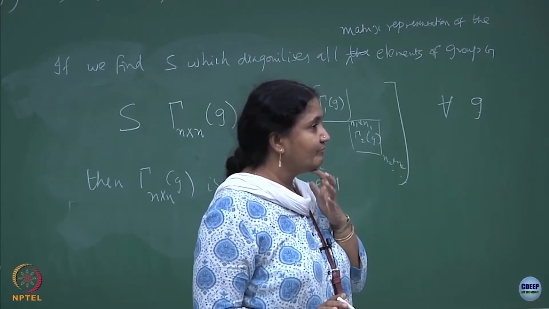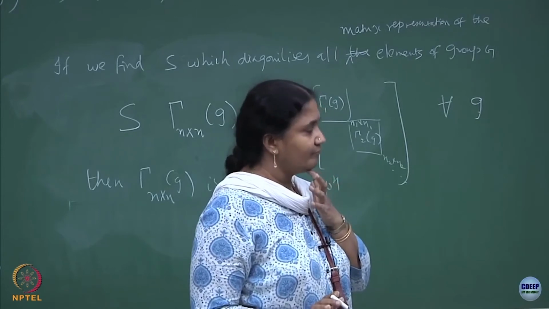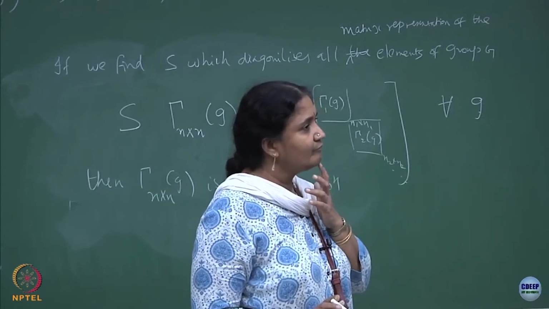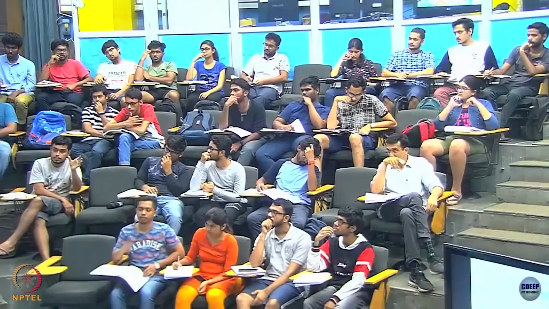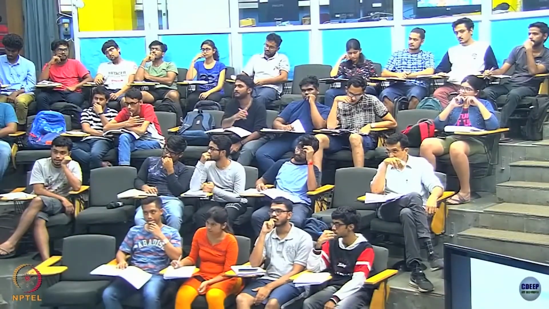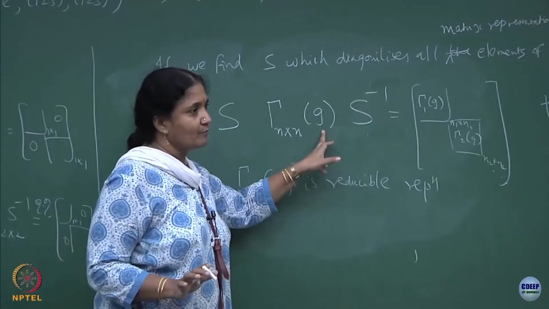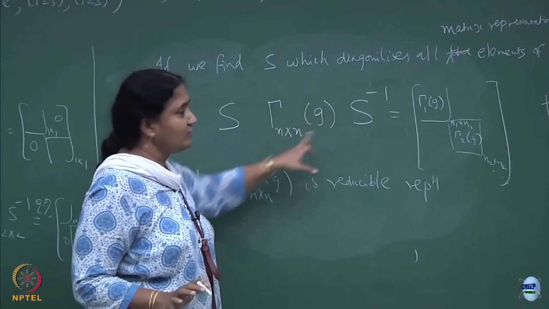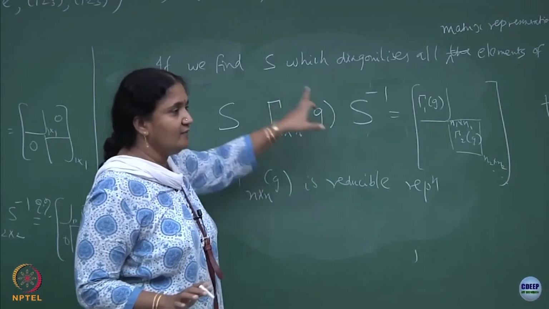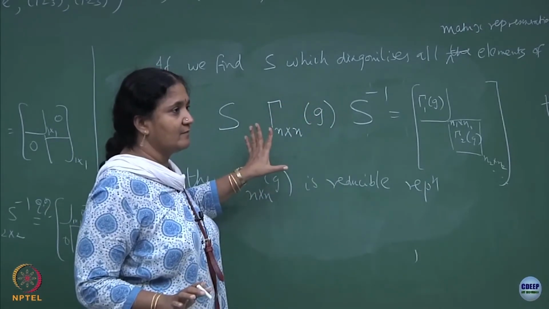But that is representation independent. If you can find the S matrix for one representation, then you can find it for any representation. It does not depend on the elements of the group. It does not depend on this, but it depends on what is the entries of this matrix.